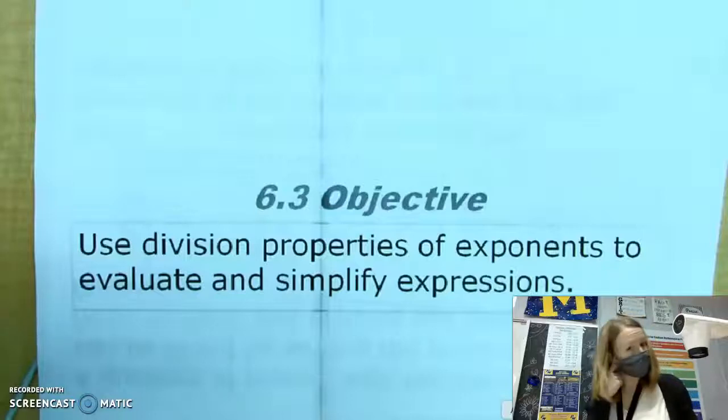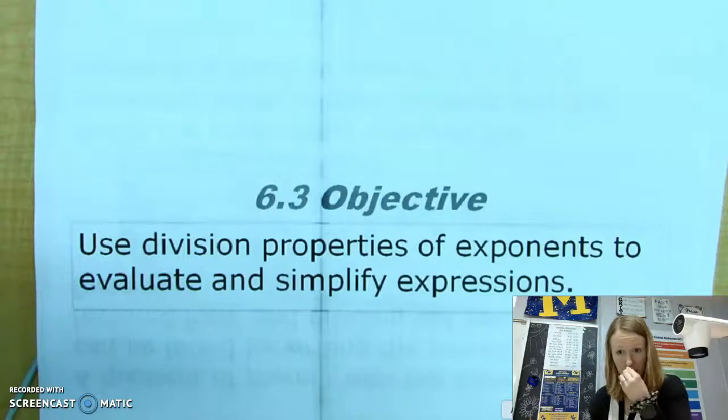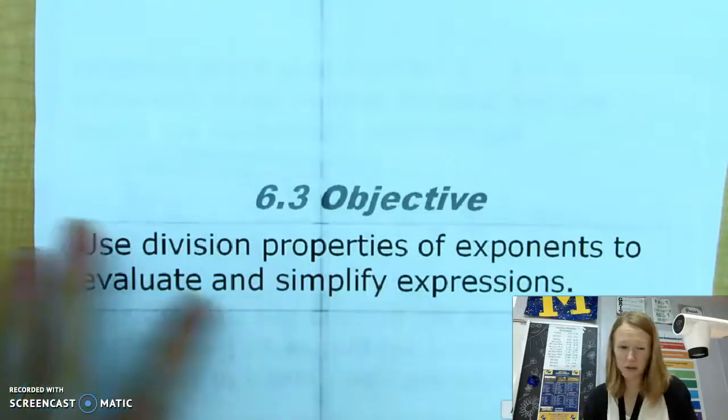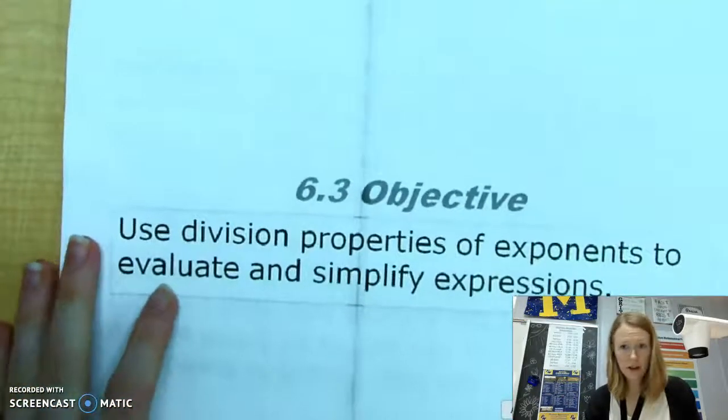Hi everybody. So today we're going to be talking about division properties of exponents. Yesterday we did mostly multiplication properties: power of a power and power of a product. Today it's going to be very similar rules, but we're just using division.